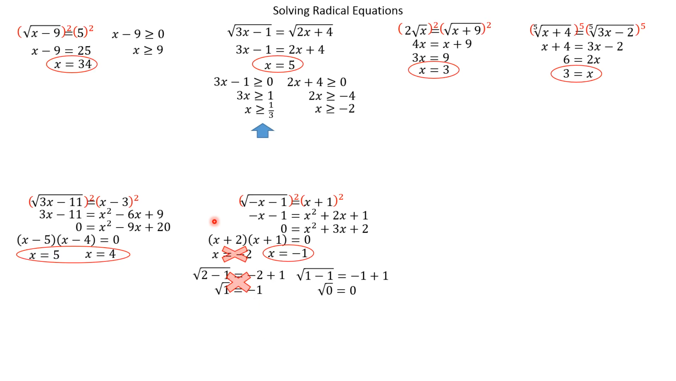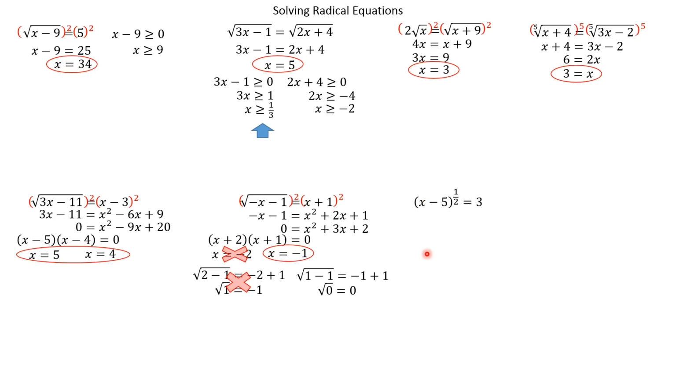It does not work. And that happens because when we square both of these, that negative 1 that we had here ended up becoming positive. And so weird stuff happens when you start squaring things. All right, so we have some where we end up with quadratics.